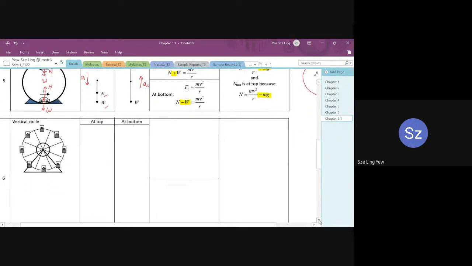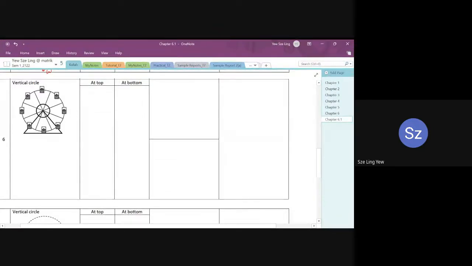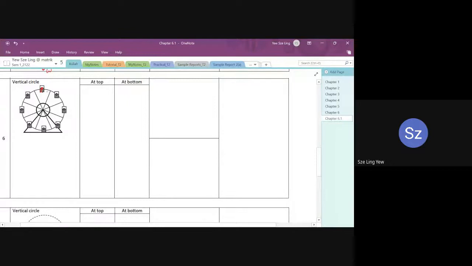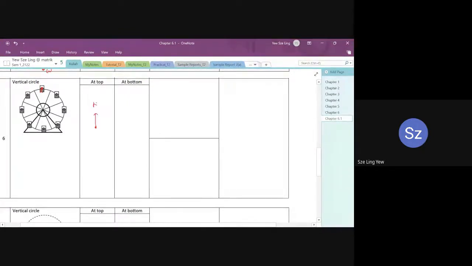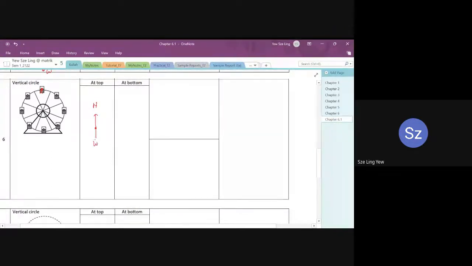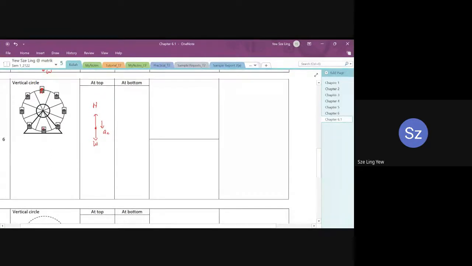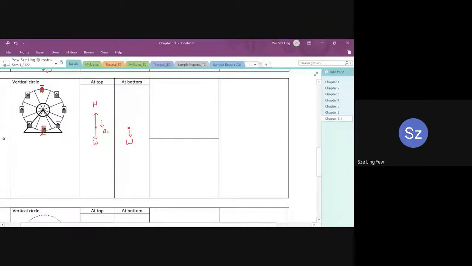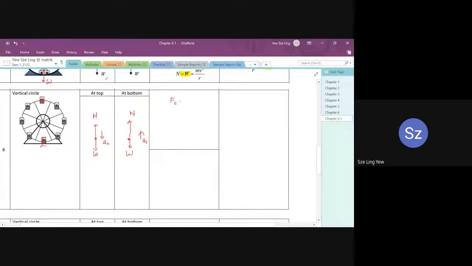So the vertical circle, these are the examples I showed you just now. Provided you are sitting inside the Ferris wheel, what happens? At the top, your normal force is going up and your weight is going down, and AC is going down. When you're at the bottom, weight is still going down, N is still going up, but now the difference is AC. AC is going up. So when you form equations, FC, this is at the top.